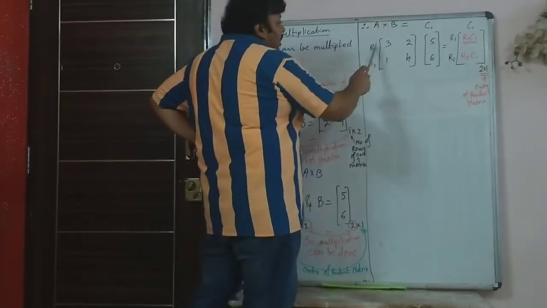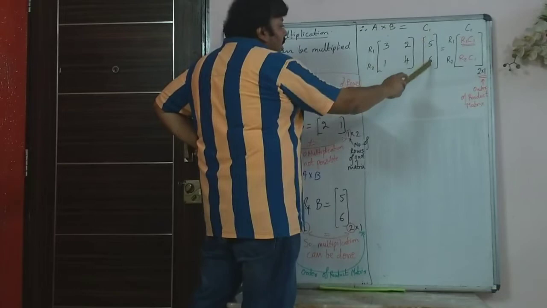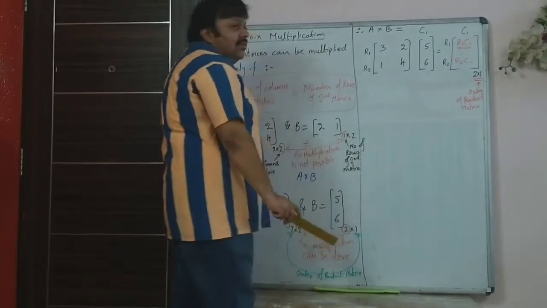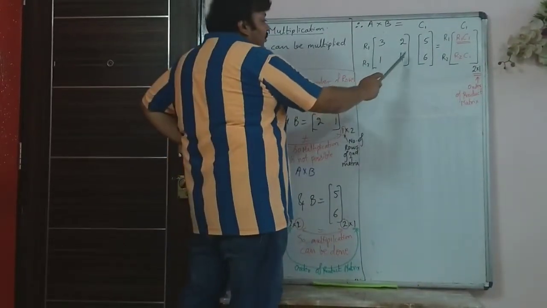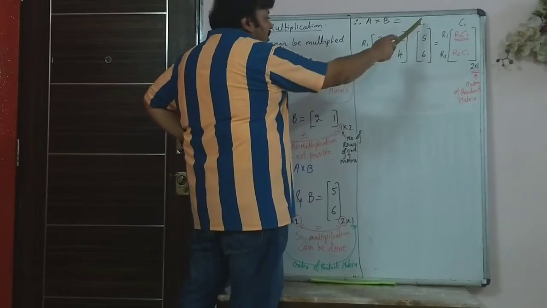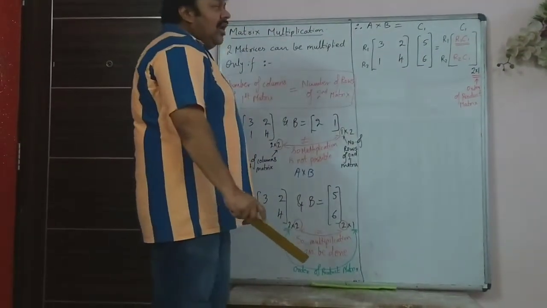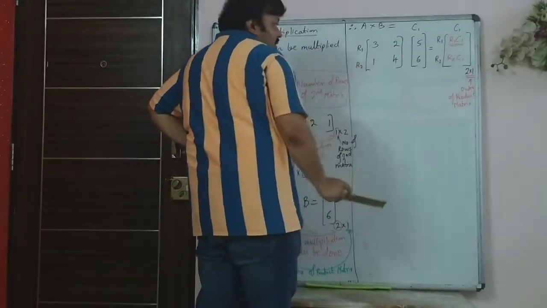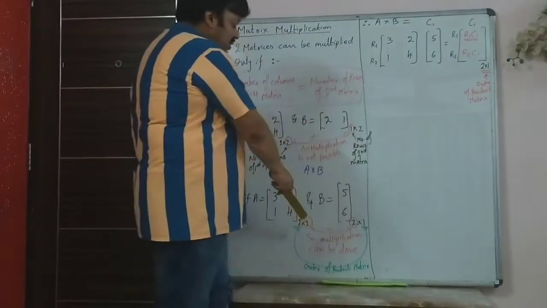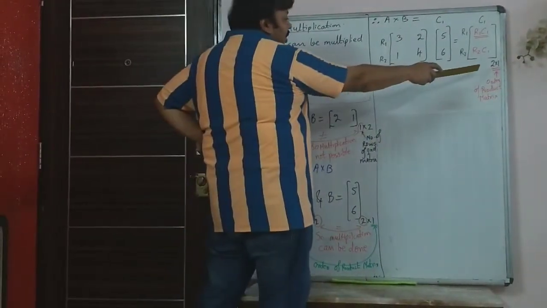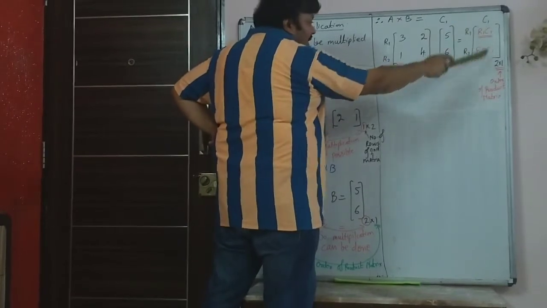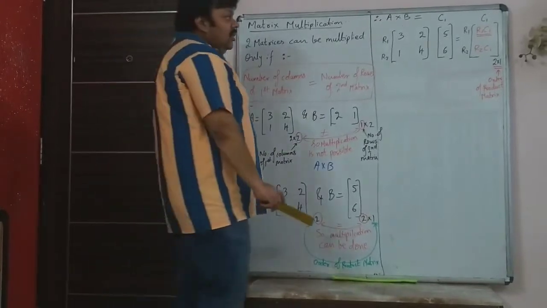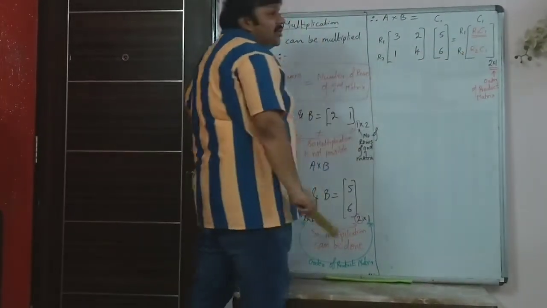We have to multiply row 1 of the first matrix with column 1 of the second matrix, and row 2 of the first matrix with column 1 of the second matrix. So I have not done any multiplication here. I have just written the position. By using this logic, we know that the product matrix has 2 rows and 1 column. That is very clear.